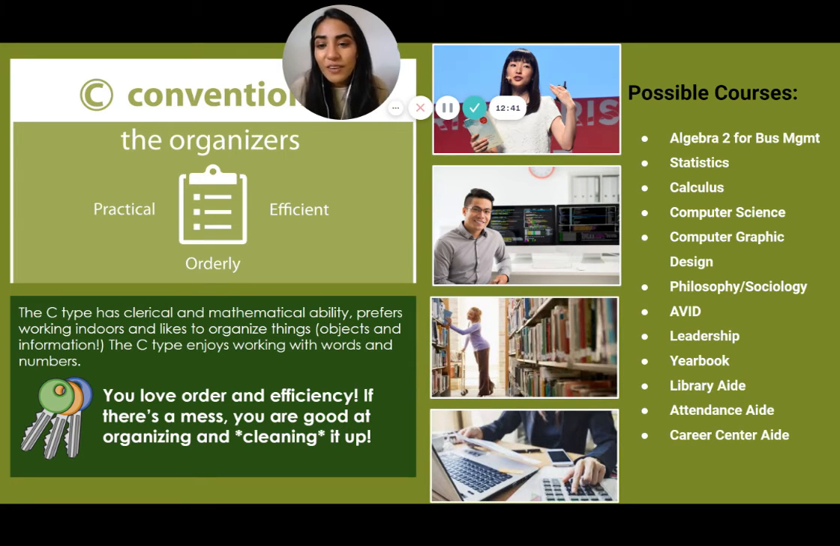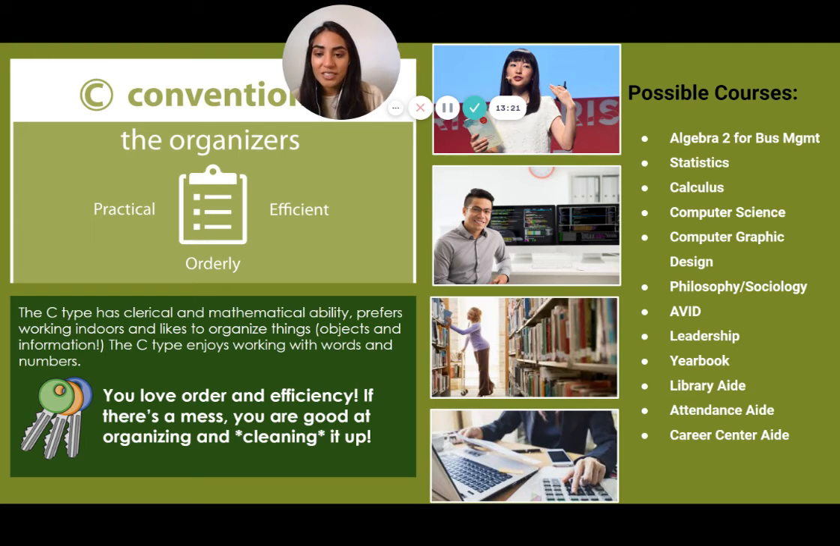Conventional. So conventional people are the organizers of the world. They are very practical, they're efficient, they're orderly. They are all about efficiency. So whether that is conventional, meaning you're great at organizing something physically, okay, like Marie Kondo, whether you want to organize something physically so that it just has a space, it has its place, it's not taking up space, it's not causing chaos in your day-to-day life. Organizers are really just about finding ways to be practical.